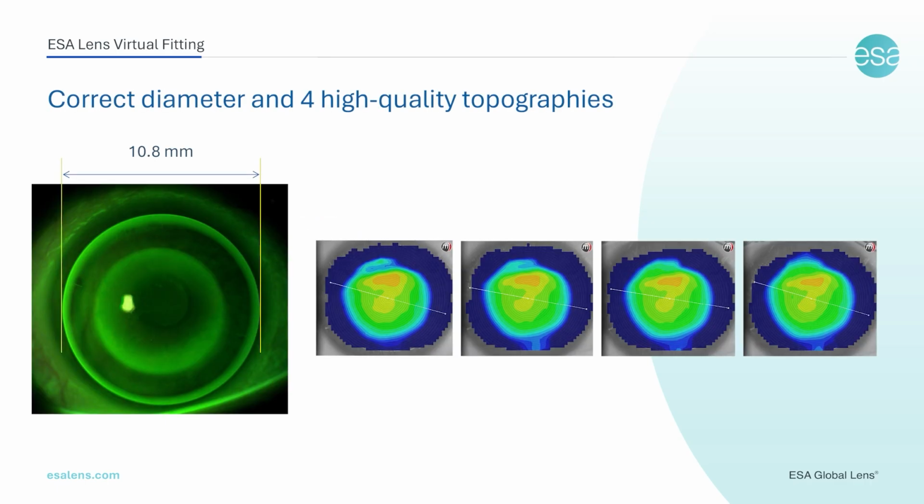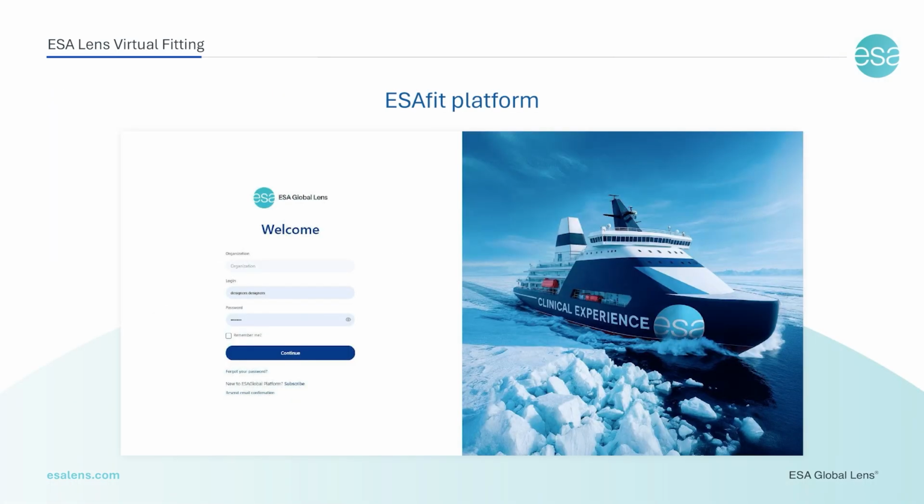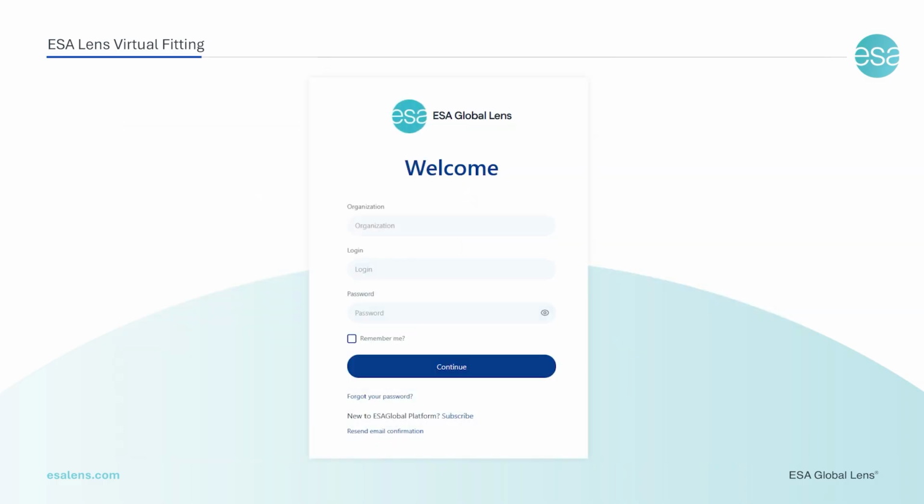Once we have established the correct diameter for each eye using physical trial lenses and captured 4 high-quality topographies, we can proceed with the virtual fit. The patient does not need to be present for this stage. Each topography for each eye must be exported as an individual file to be successfully imported into the ESAFit or SimuLens platforms. When logging into ESAFit, you will be prompted to enter your organization, email or username, and password.